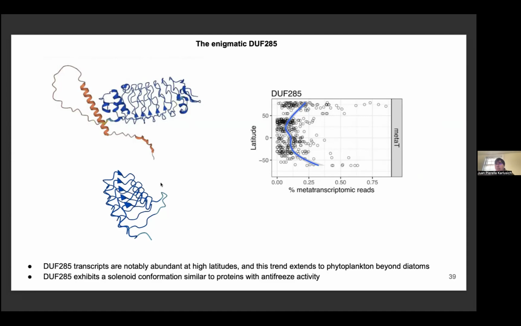And this is a nice example of how the integration of different aspects, including environmental data, the environmental distribution, as well as 3D structure, can guide us to generate hypotheses that eventually can be evaluated in the lab.